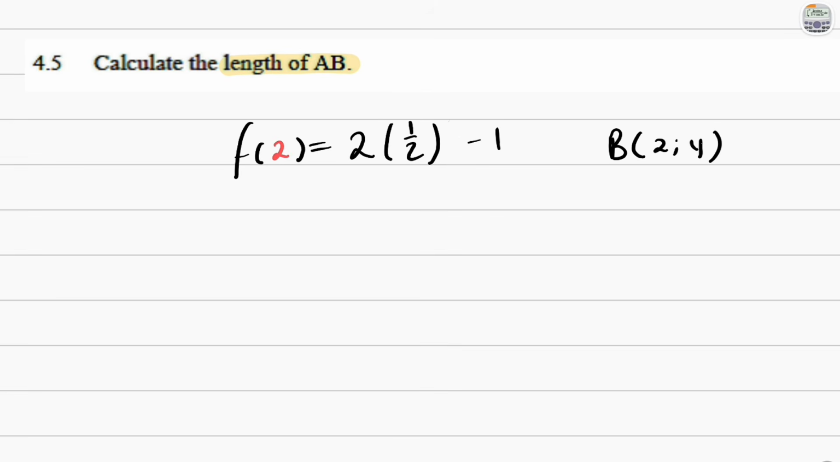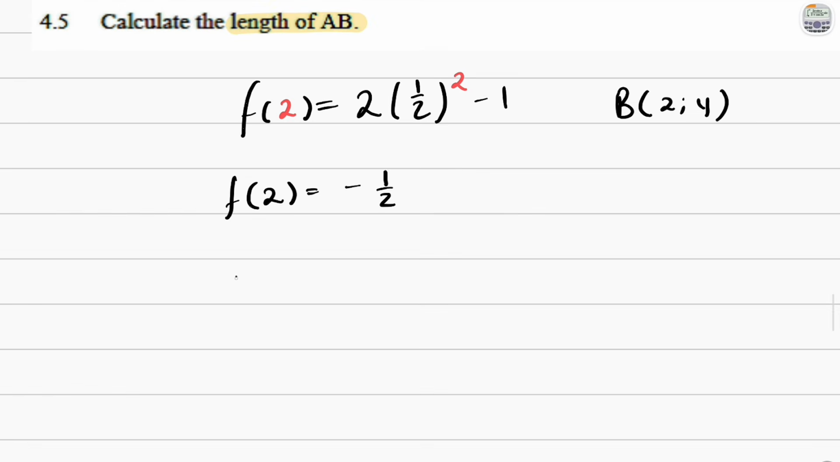So this is f of 2. Let's see what we get here. f of 2 is equal to, that will become a quarter times 2. The 2 cancels and the 2 cancels, and you're left with 2 here. So this is just a half minus 1, which is negative a half. So the point B is simply (2, -1/2).